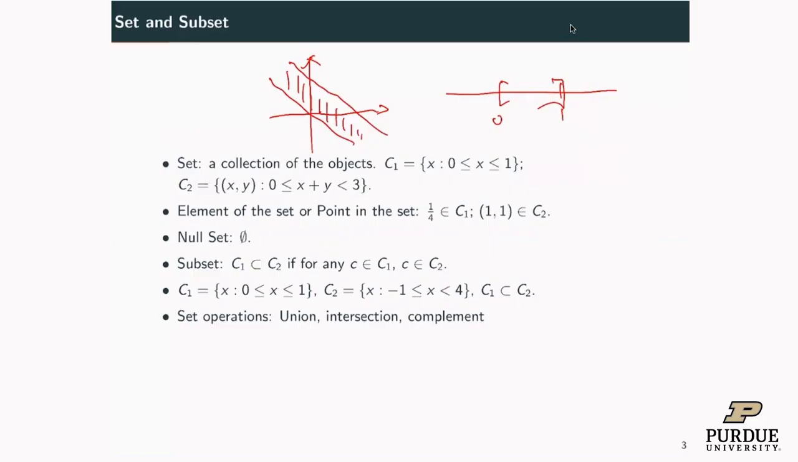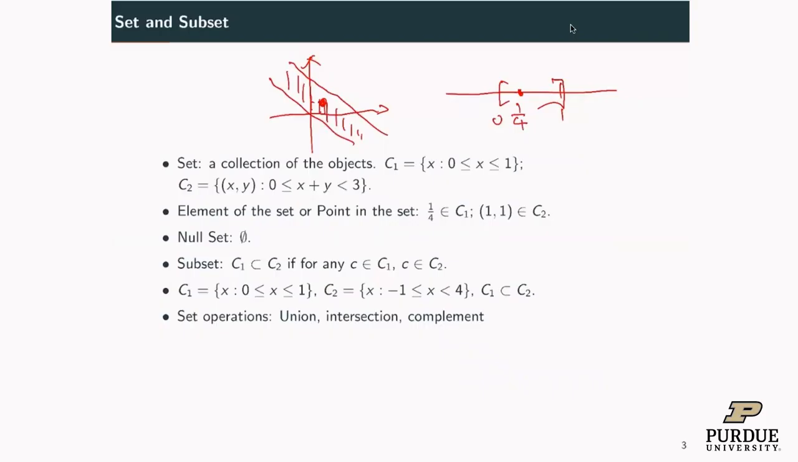Now, element of the set, or point in a set. It's one element. For example, 1/4 is in C1, and (1,1) is in C2. So 1/4 is here, inside C1. (1,1) is here, inside C2. There is a special set called a null set or empty set. There is nothing inside. That's called the empty set.